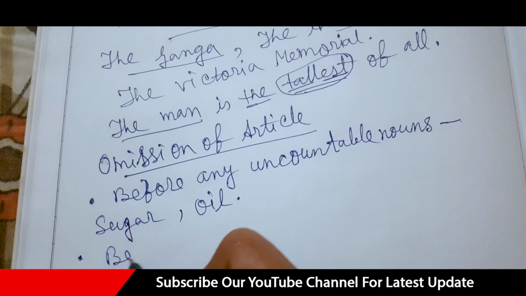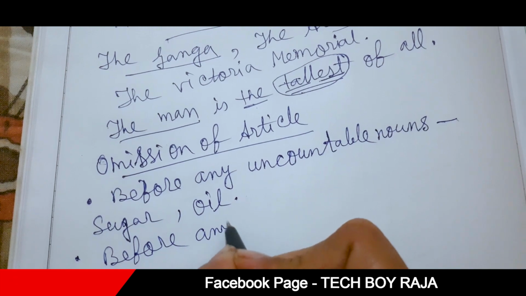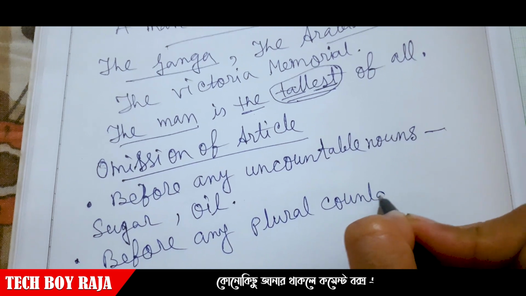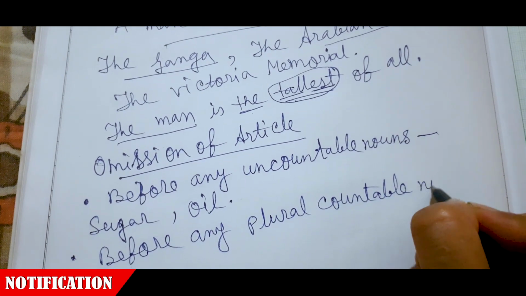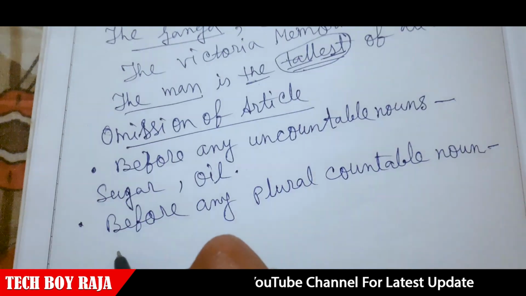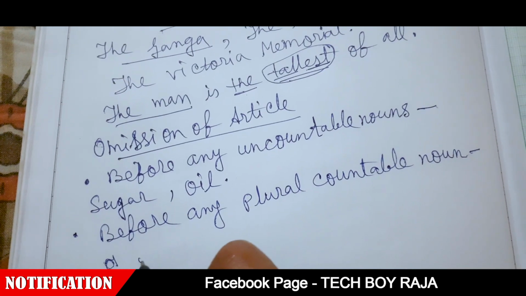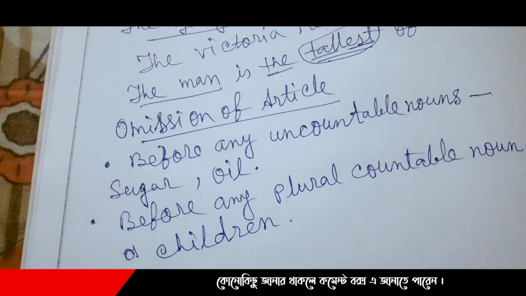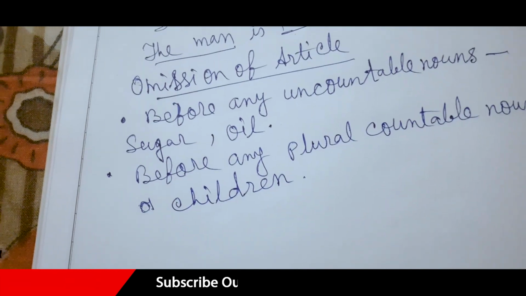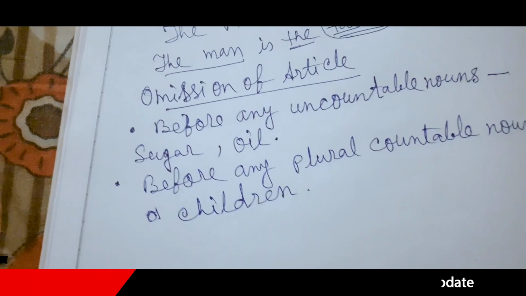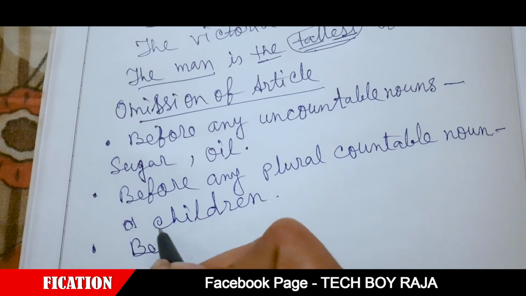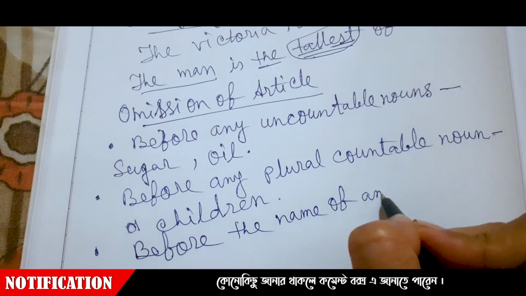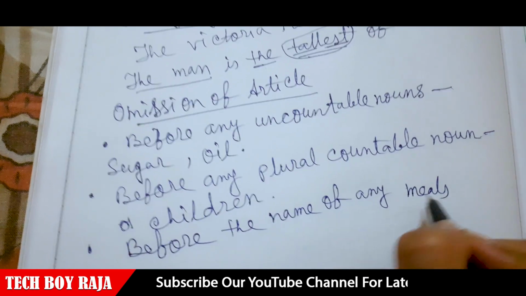Then before any plural countable noun, like children, it cannot be "the children," okay, so only children. Then computers, not the computers. Then before the name of any meals, like the dinner, the lunch, so before any meals like lunch, dinner.